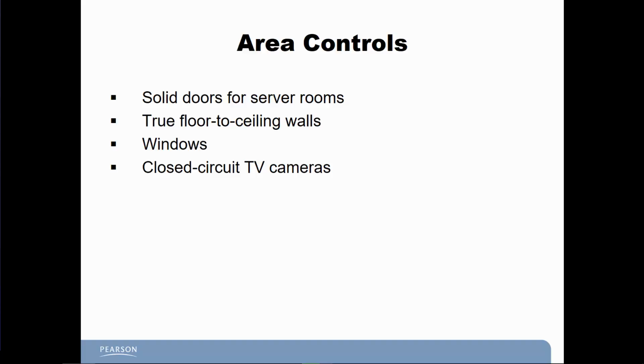Areas for control, normally secured areas like a server room or a secured room should all be done via a solid door. If we're looking at walls, it should be an actual true floor to ceiling wall, not like a partial wall. Windows are an issue. We can mitigate a lot of this by CCTV or closed circuit TVs or other types of camera systems.